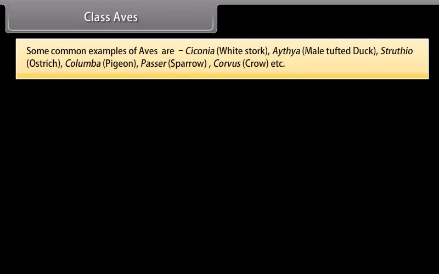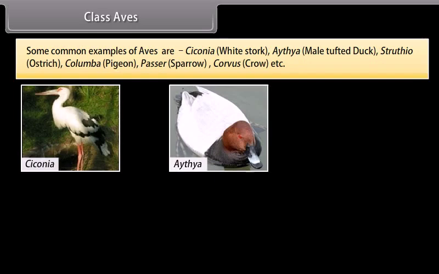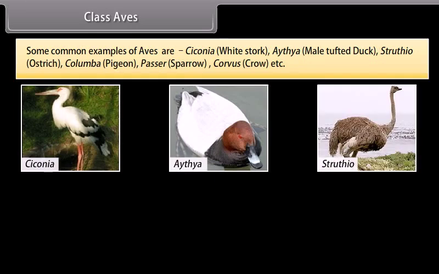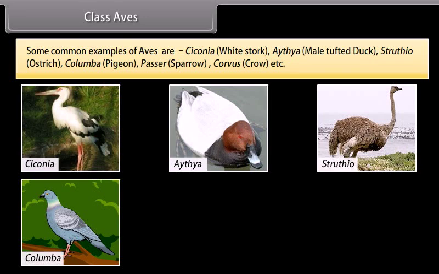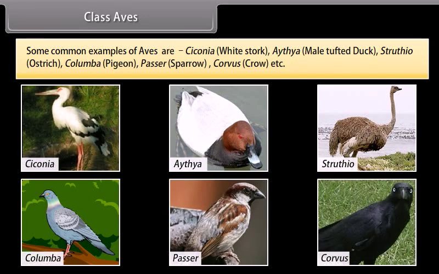Some common examples of Aves are Ciconia, white stork, Aythya, male tufted duck, Struthio, ostrich, Columba, pigeon, Passer, sparrow, Corvus, crow, etc.